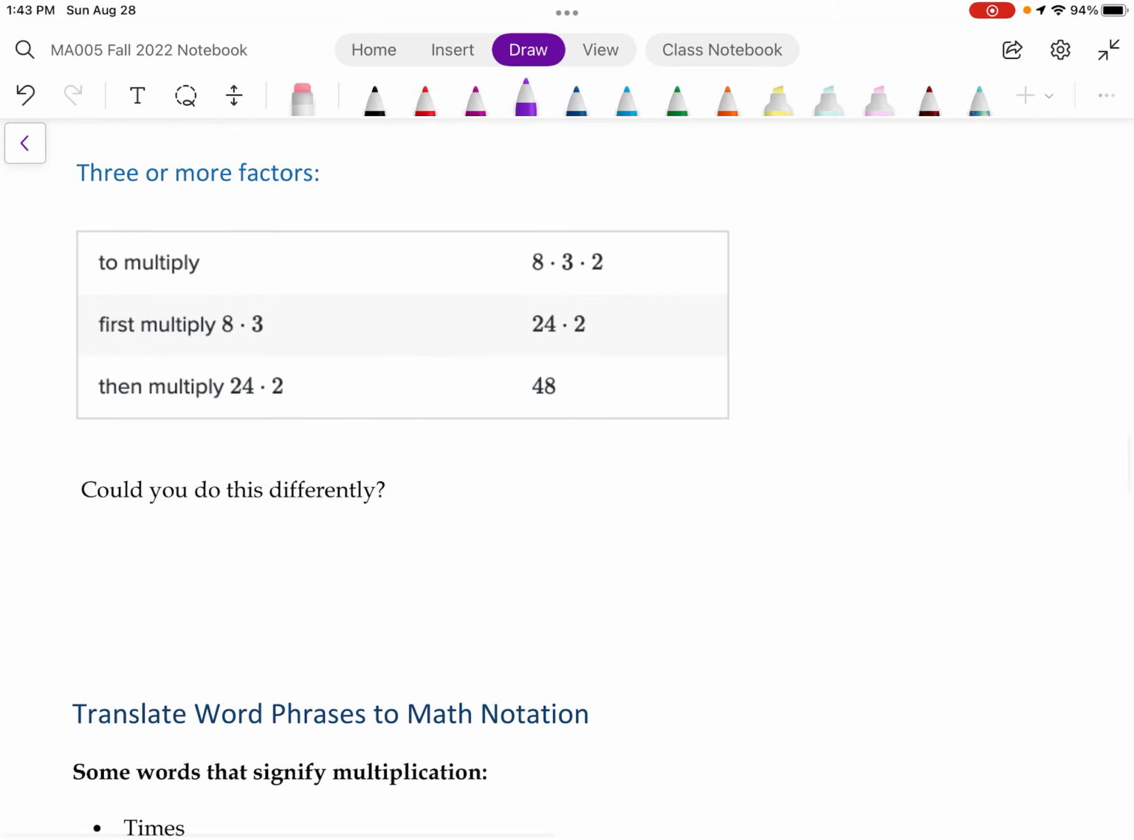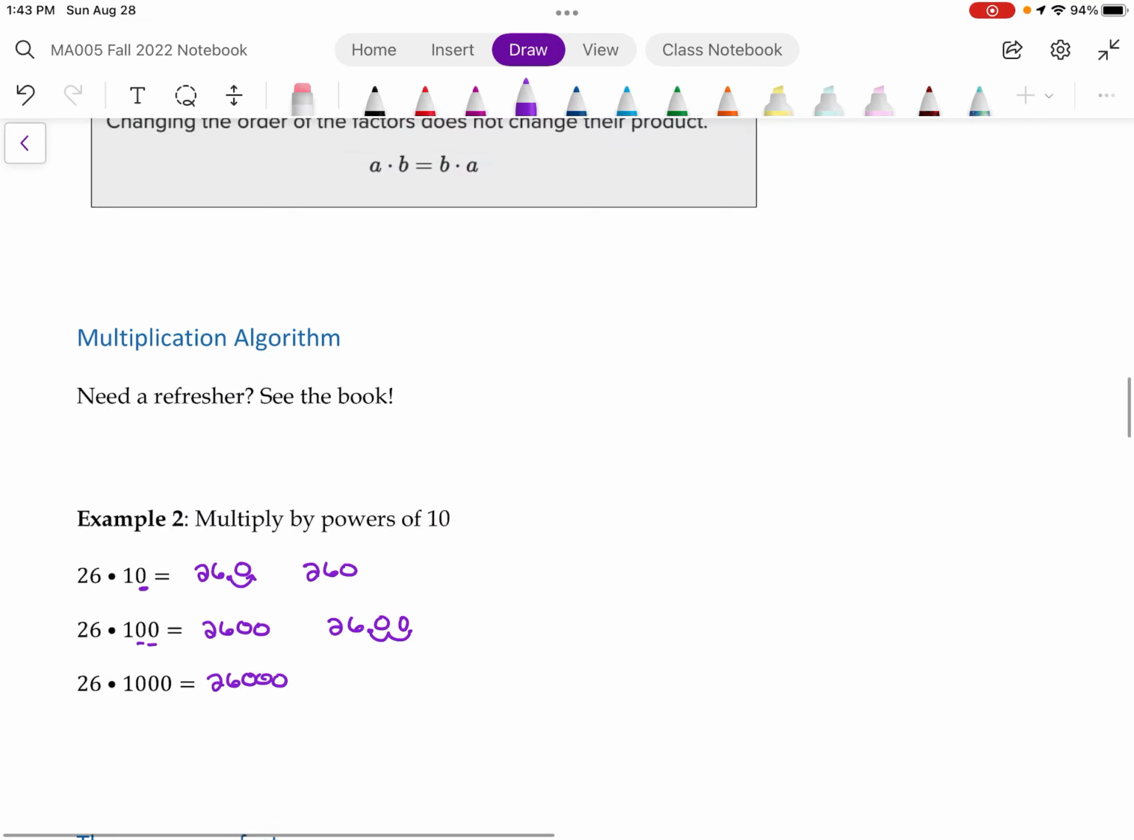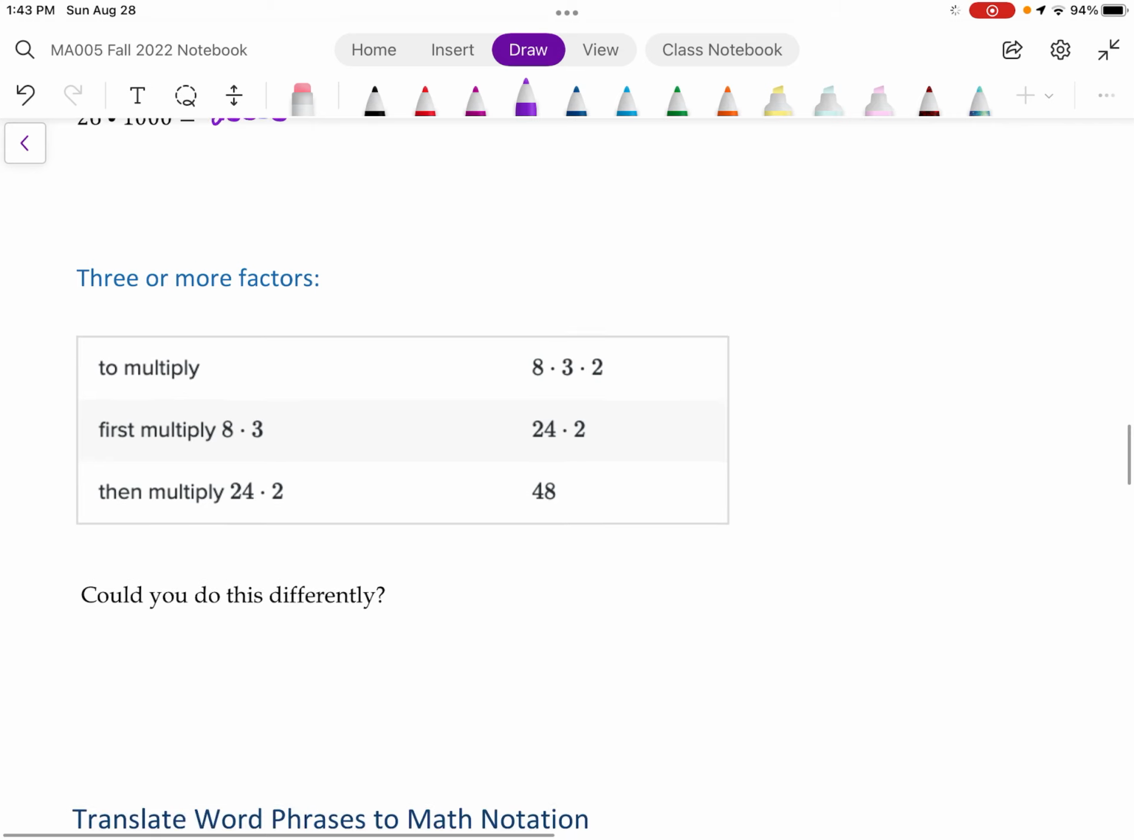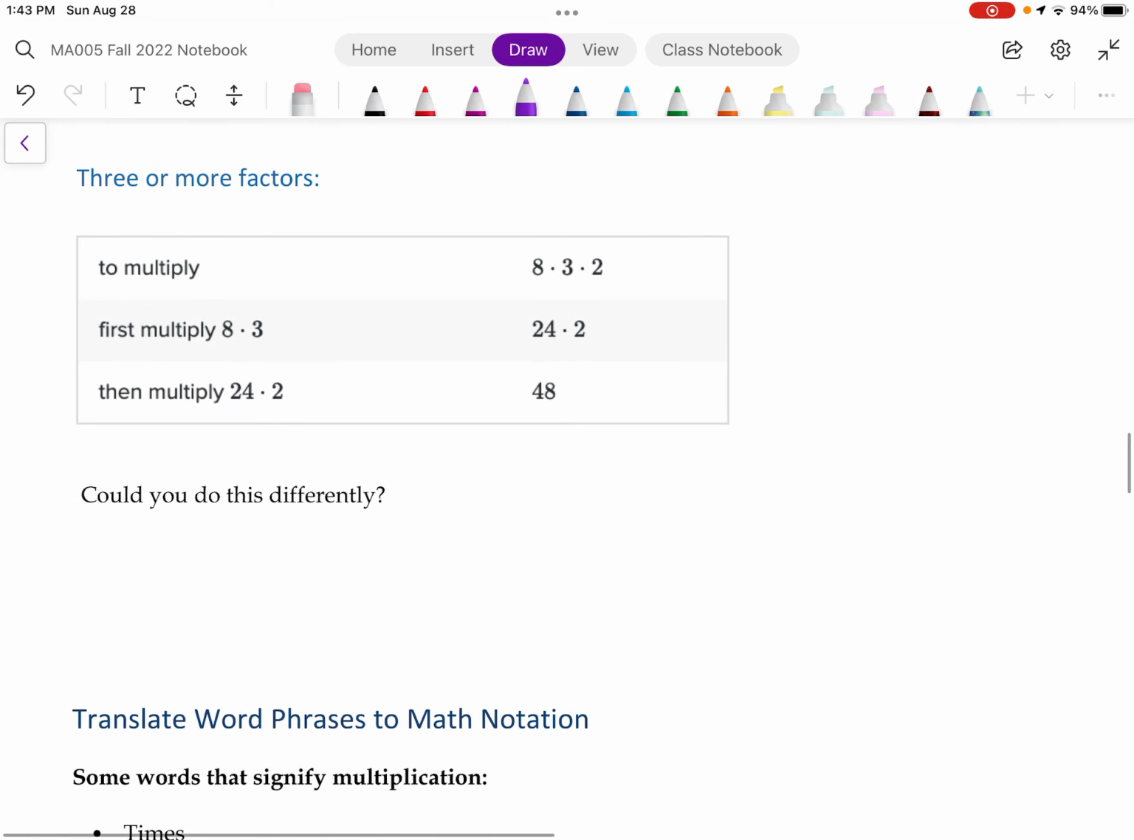All right, if you have 3 or more factors, of course, let's go back up and think about this. The commutative property says you can do things in any order. Changing the order doesn't matter. So as long as there's nothing else there besides multiplication, you can do this in any order. Now, this becomes really important when we get to fractions, for reducing fractions and things like that, just to know that you can change the order of this in any way you need to.